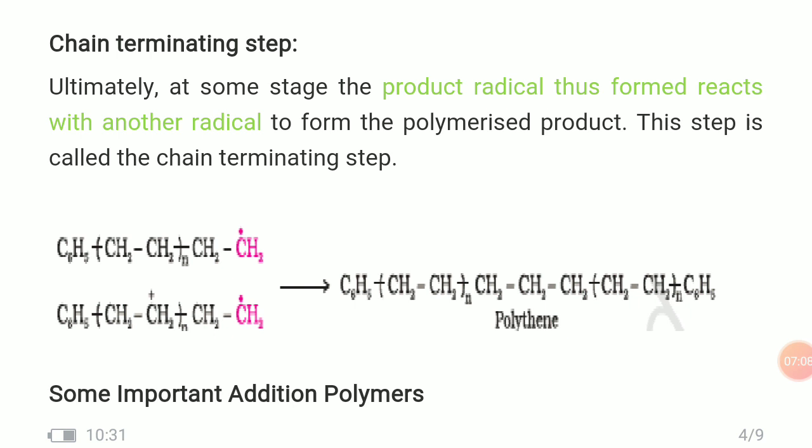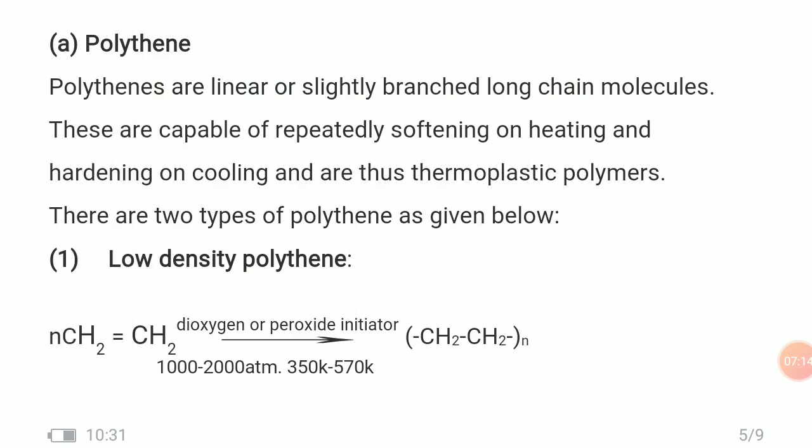Then we look at some important addition polymers. The first polymer is polythene. You all know that polythene is a linear or slightly branched long chain molecule. That is why it is capable of repeatedly softening on heating and hardening on cooling, and thus polythene is known as a thermoplastic.